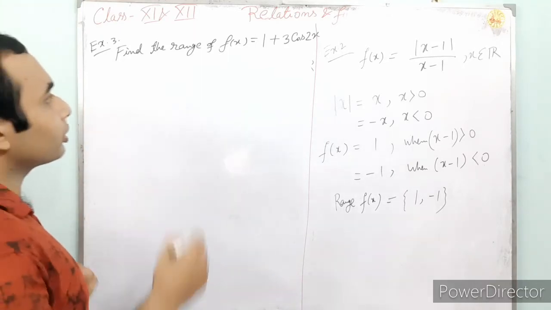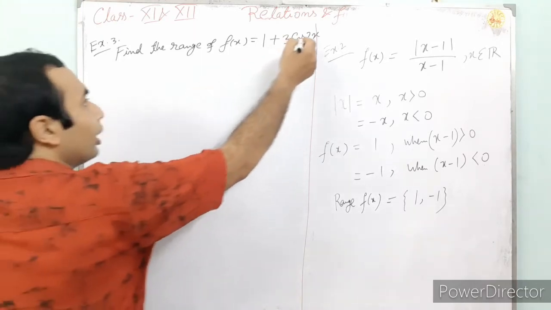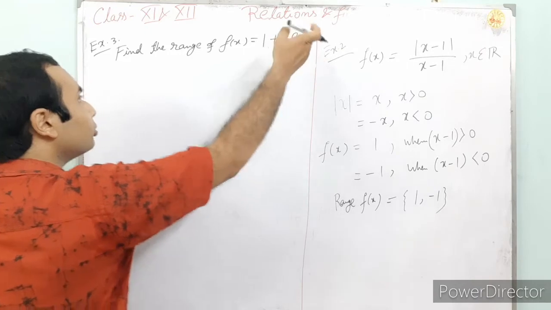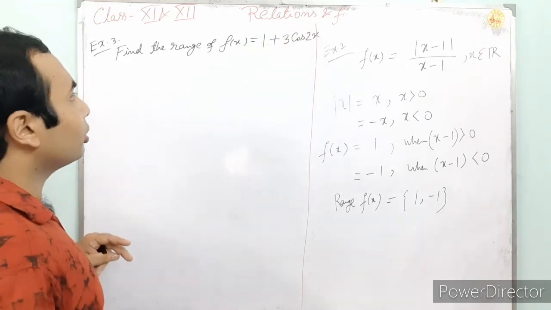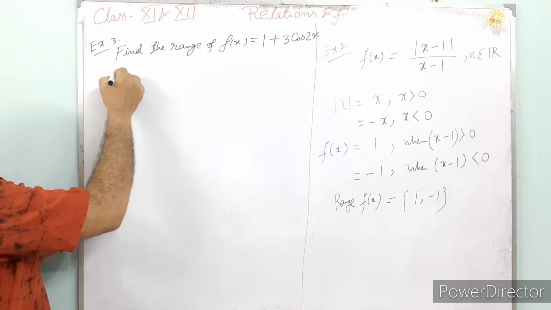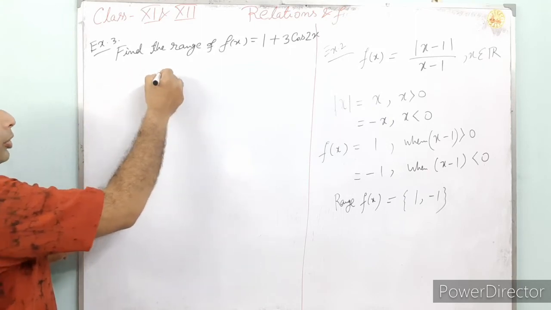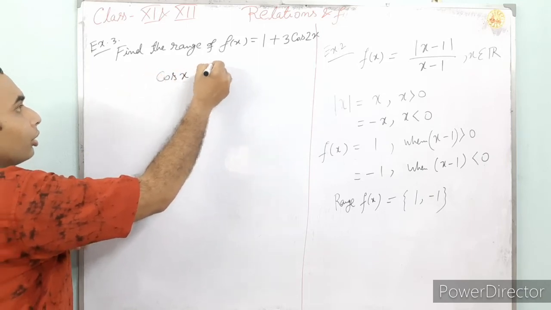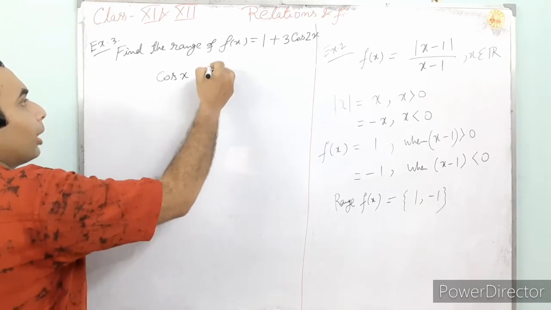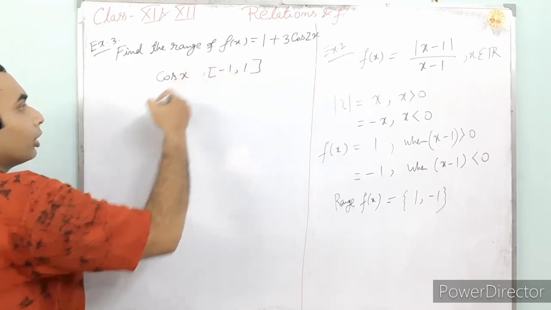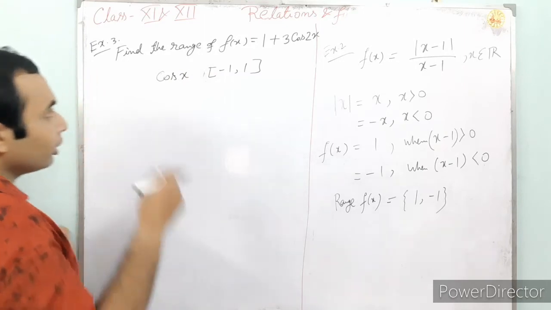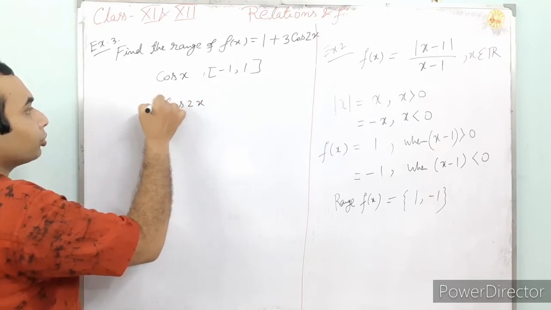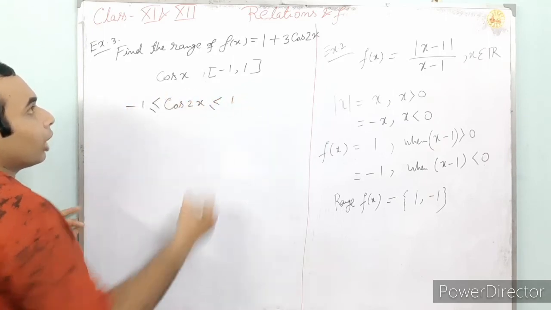Find the range of f(x) = 1 + 3 cos 2x. No bound is given in the original question, so you know the domain is the real number set. You know that the value of cos x always lies between minus 1 and 1. So let us start from here: cos 2x will always be between minus 1 and 1.